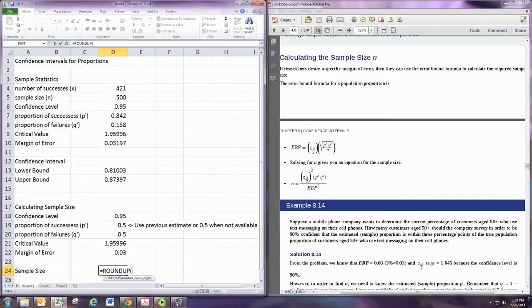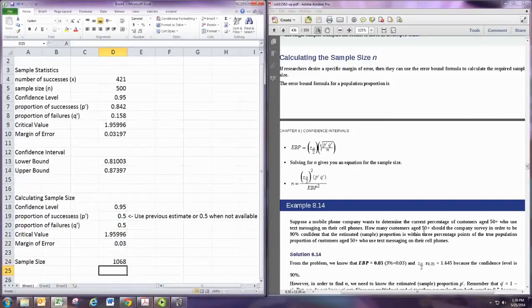And the number is the critical value squared times P prime times Q prime. Oops, I didn't do a times there. P prime times Q prime divided by the margin of error squared. And you want comma 0, because you want to round it with 0 digits. So round it up to the nearest whole number. And that would be it, 1068.